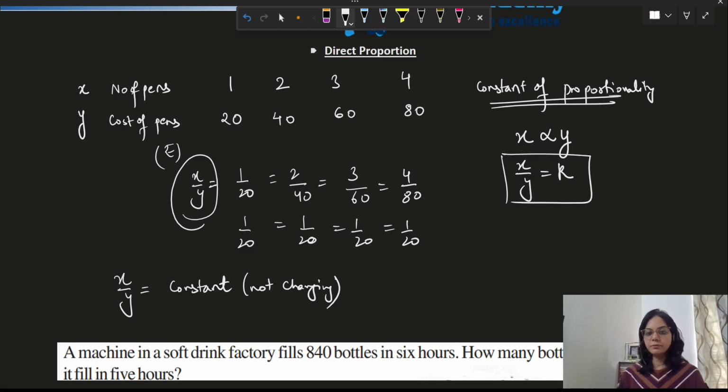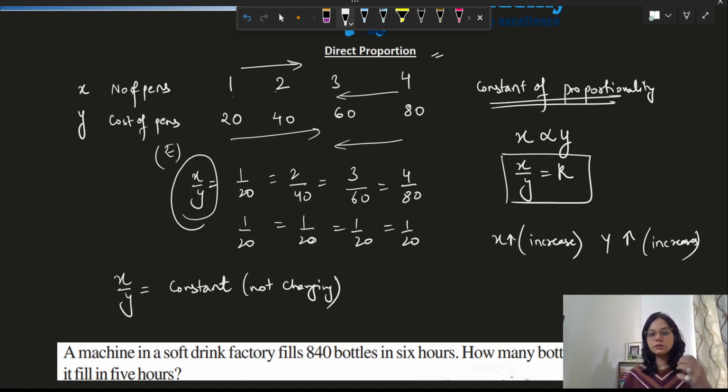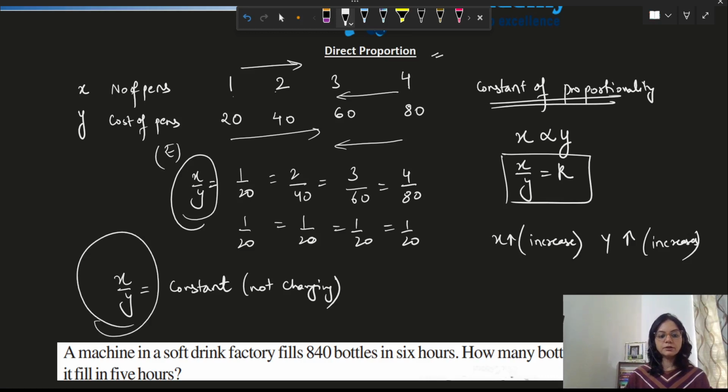This is the case of direct proportion, meaning if I increase the value of x, y also increases. Here also, if I increase the value of x from 1 to 2, 3 and 4, you saw that y also increased. And if I decrease from 4 to 3 to 2, 1, the value of y will also decrease. So this is called direct variation, and the two quantities are directly proportional to each other. What is important here is their ratio. The ratio of the two quantities remains a constant. So I hope this concept is clear.